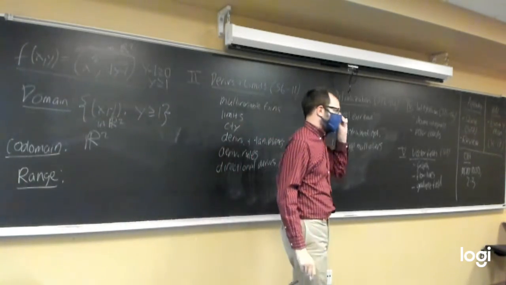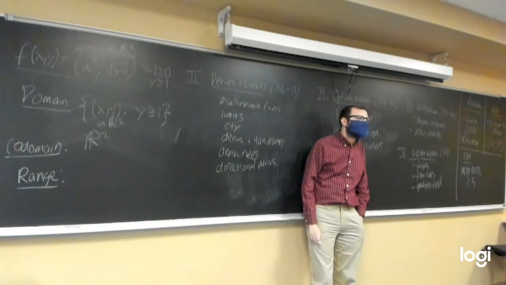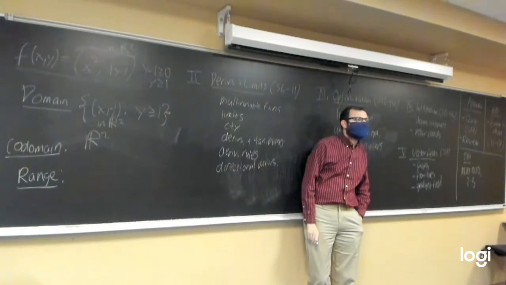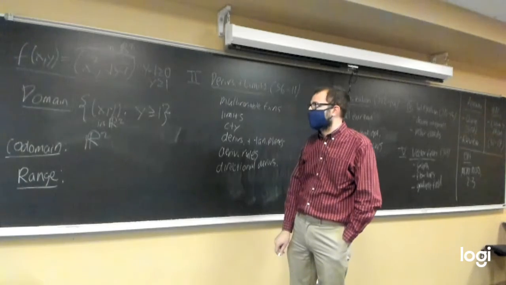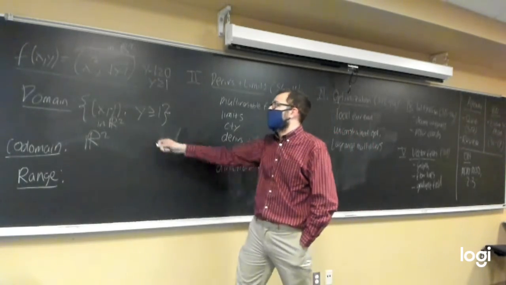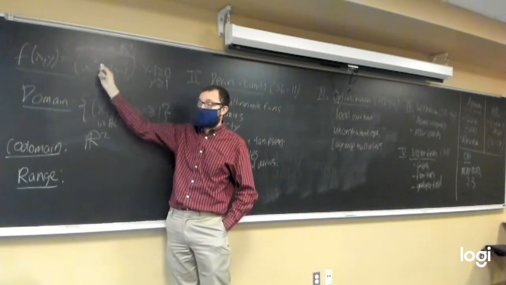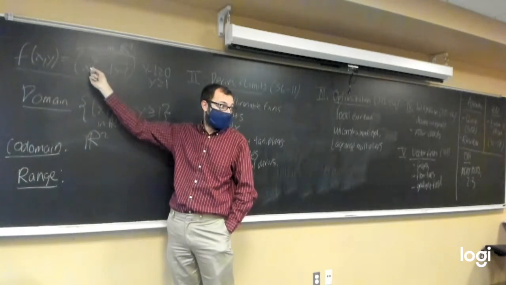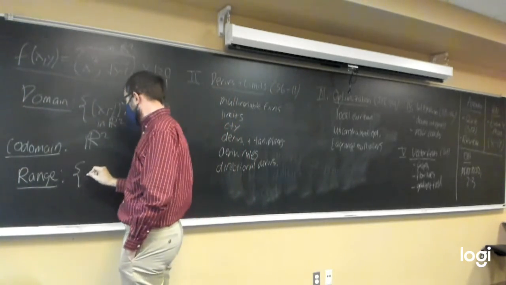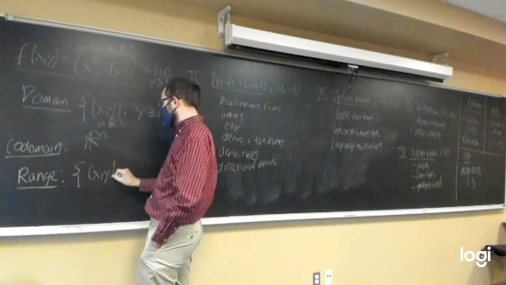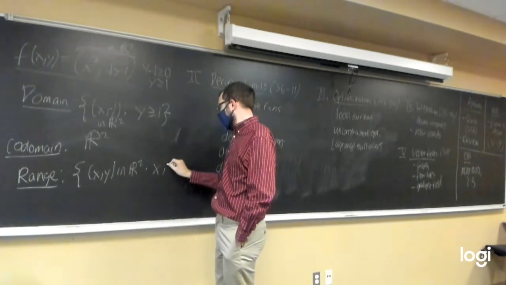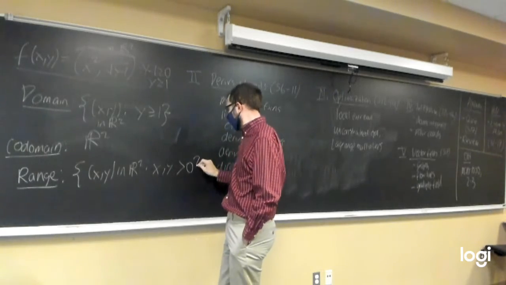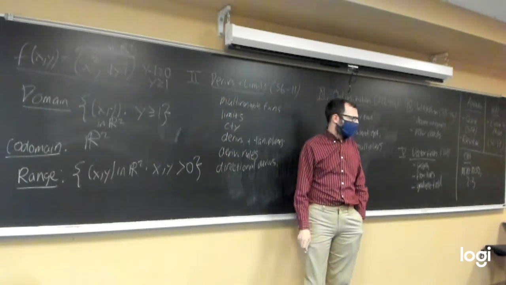How about the range of this function? Tom? X is greater than 0, y is greater than 0. You want to say that both of the output components have to be positive? Yes. Okay, so I think we're going to have a set of vectors in R2 where x and y are both greater than 0.